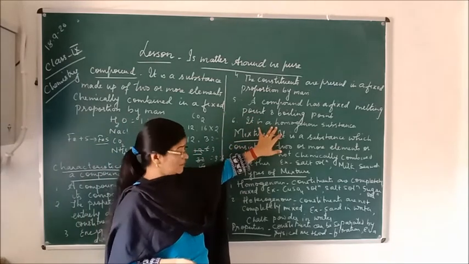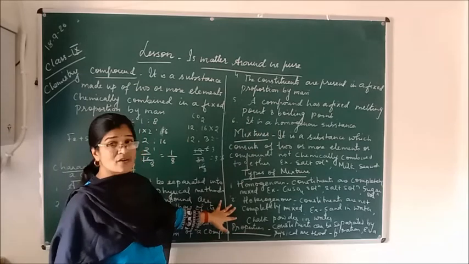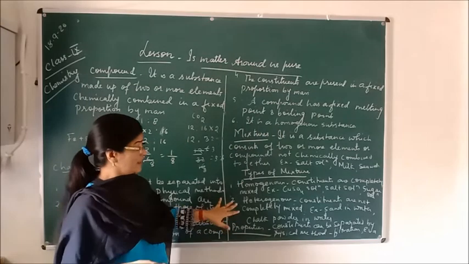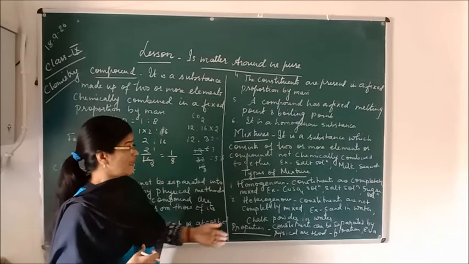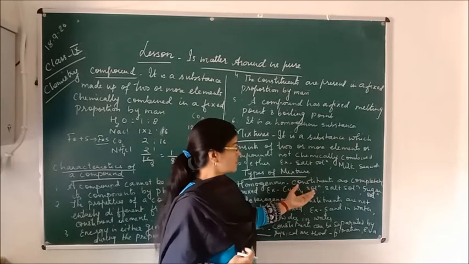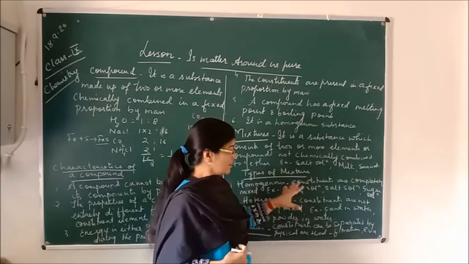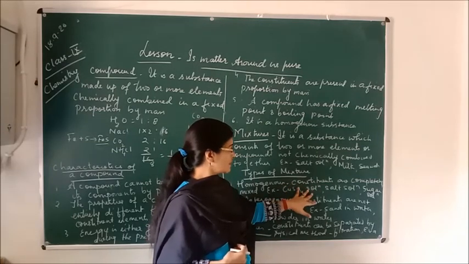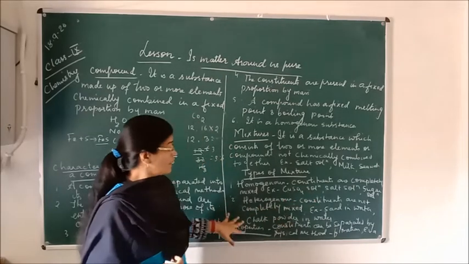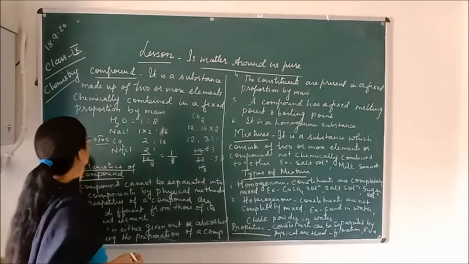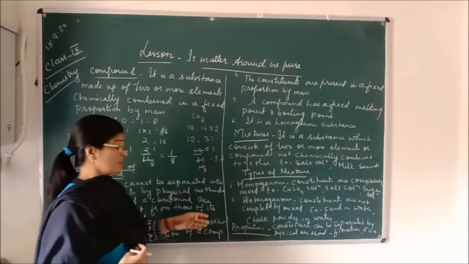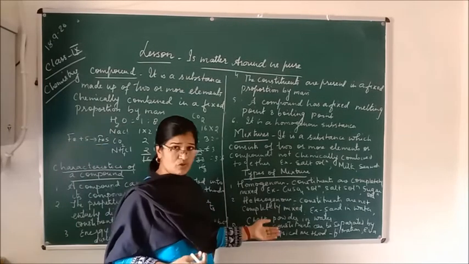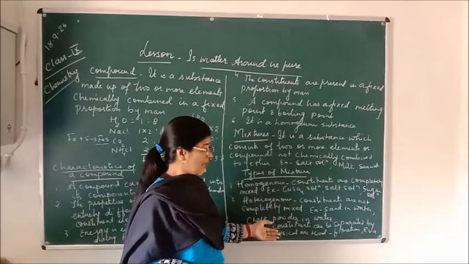A compound is homogeneous in nature, whereas a mixture is generally heterogeneous. Some mixtures are homogeneous also, like salt solution and copper sulfate solution. They are mixtures, but the constituents are totally mixed in the water. But there are some mixtures, like iron and sulfur, where they are not thoroughly mixed. So in some cases a mixture is homogeneous and in some cases it is heterogeneous.